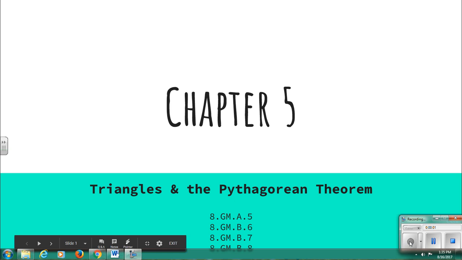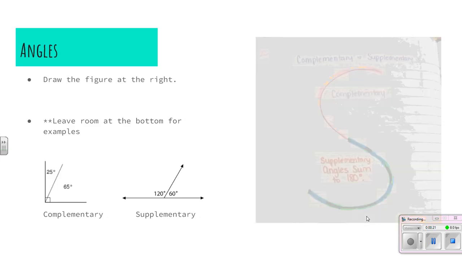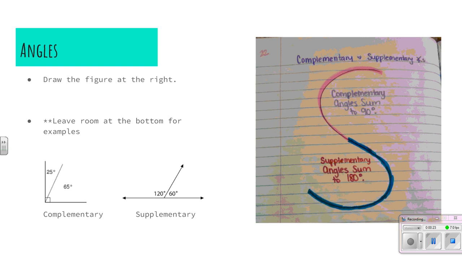Welcome to Chapter 5. This is the introduction to Chapter 5, and it will also include the lesson for 5.1. Chapter 5 is all about triangles and the Pythagorean theorem. However, we are going to really start with angles and do some review over some 7th grade concepts. So the first thing I want to have us do is, if you have not taken these notes, please draw the figure that you see at the right and label everything. You can pause the video if you need to anytime.